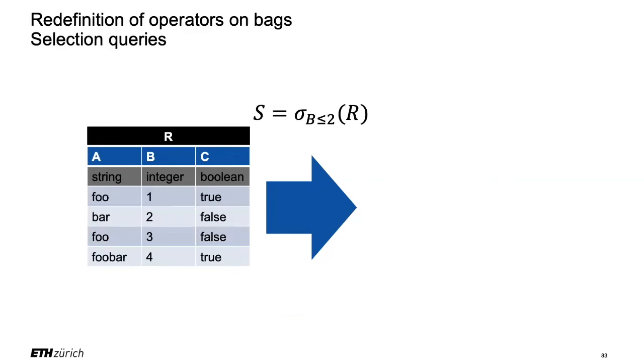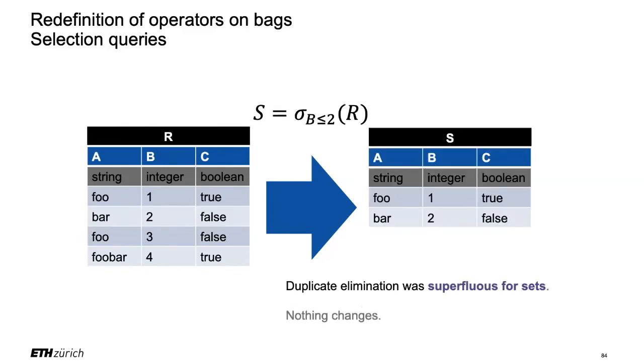Okay. What about selection? Well, it turns out that we anyway didn't have duplicate elimination for sets of maps, so it's boring here. Nothing is happening. So for bags of maps, we just do the same thing as for sets of maps. There is absolutely no difference. We just keep whatever records satisfy the criterion, be smaller than 2 in that case.